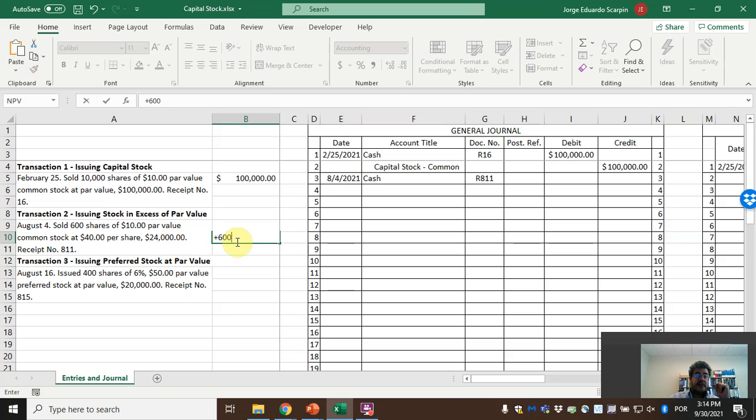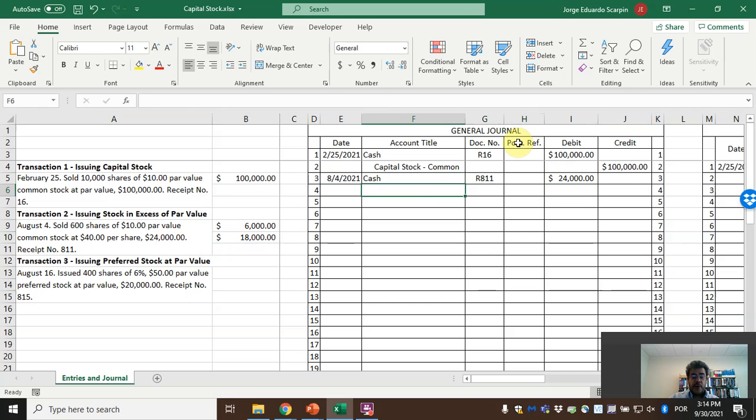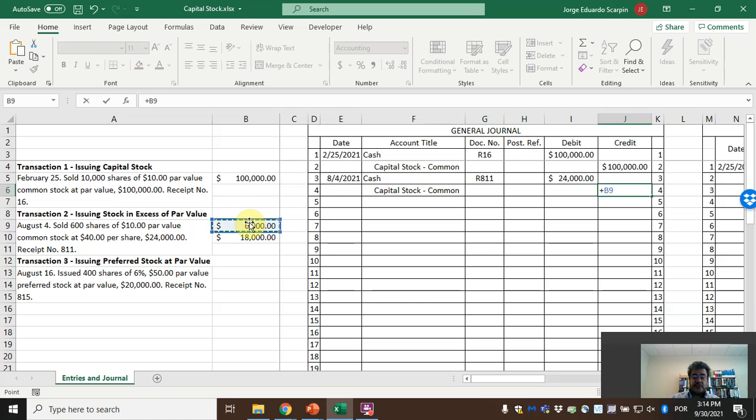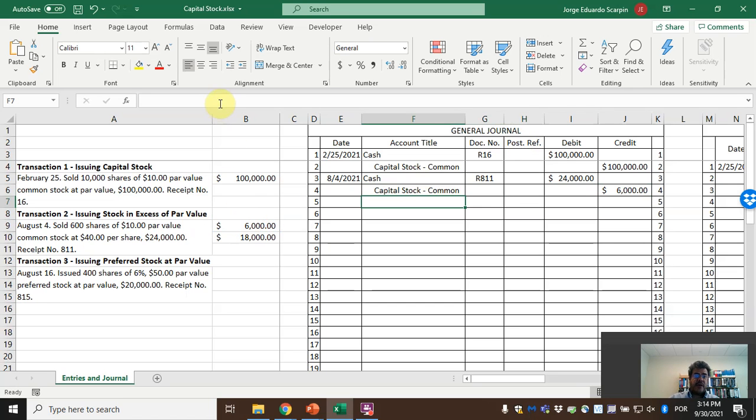How do we find it? 600 shares times 40, our price, less 10, that is our par value. 18, 6 plus 18, 24. So our cash is the sum of both here, 24. Now our credits, again, capital stock common stocks, 6. And a second credit here, paid in capital, excess of par common stocks.